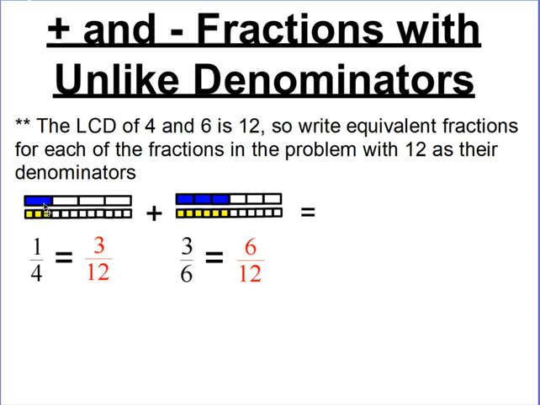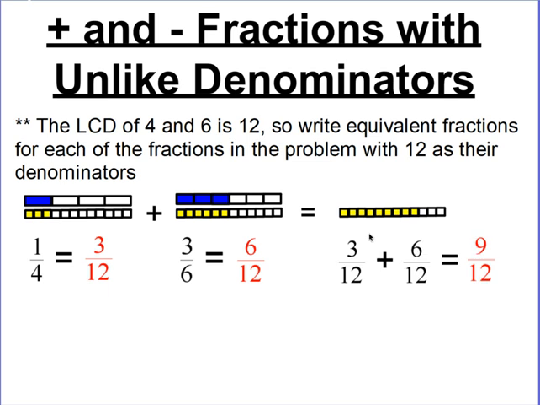And if you look at the amount shaded in both of the pictures, it's exactly the same. 1/4 and 3/12 are equal. The pictures prove that. 3/6 and 6/12 are equal because the pictures prove it. So that means now we can combine the two yellow bars here because they have common denominators, and it's going to give us a fraction that's equal to what happens when you put them together.